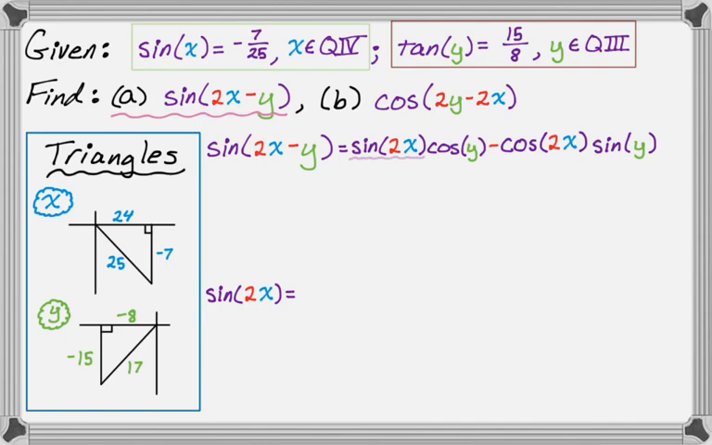You don't want to go crazy with that. You want to get values as soon as you can and substitute those. So sine of 2x is definitely 2 sine x cosine x. Now what I'm going to do is use my triangle.